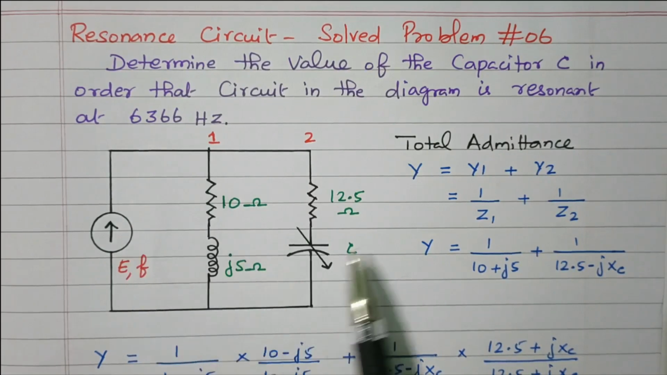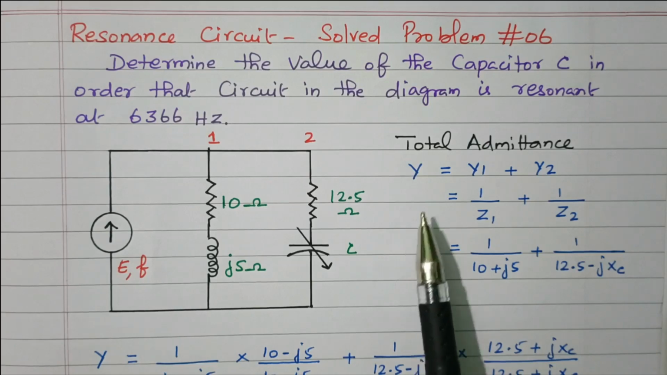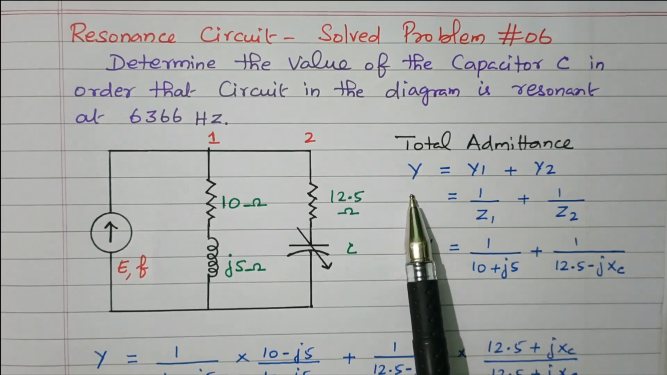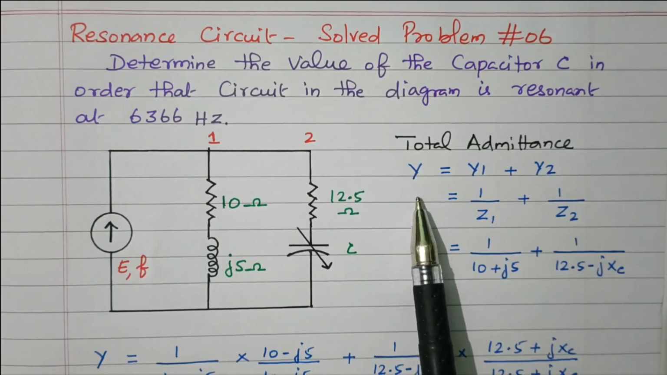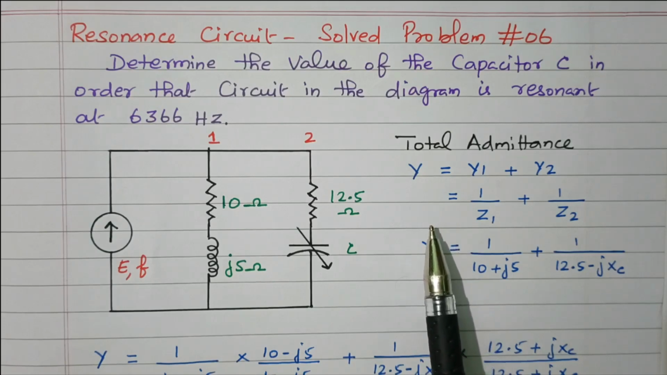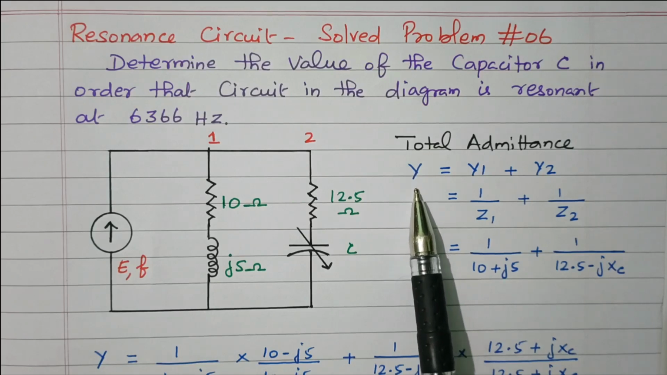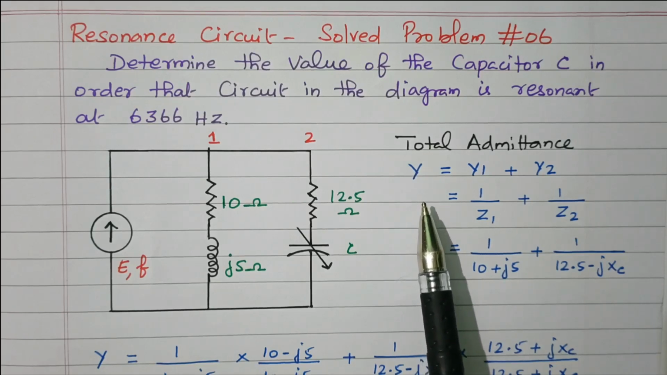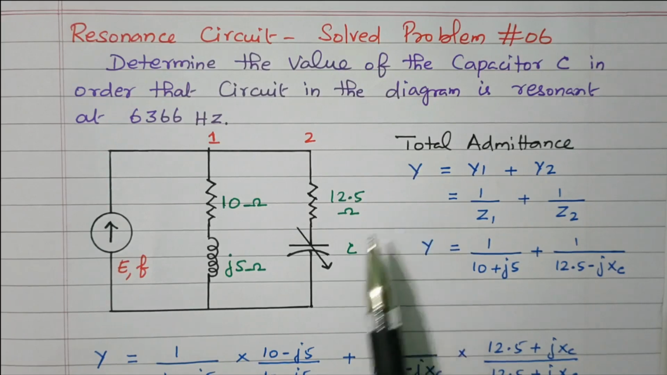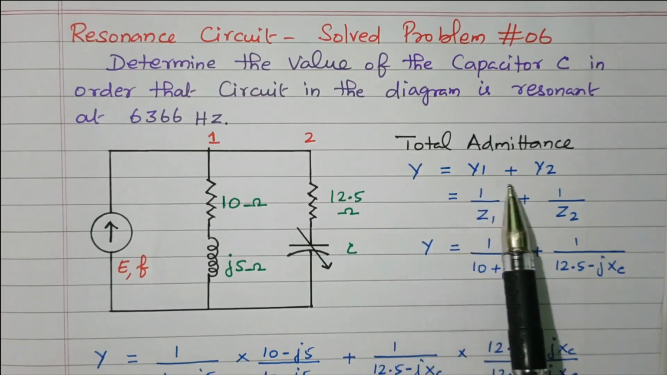6366 Hz. Now we'll find the total admittance. The resonant condition means the reactive part of admittance is 0. A plus jB means B equal to 0. That is the condition for resonance. That is, inductive reactance equal to capacitive reactance, so they get cancelled. Only resistance will be there. The reactive part is 0. So in order to go further, we will find the total admittance. In that we are going to equate the reactive part equal to 0 so that we are able to find the C value. So the total admittance equals Y1 plus Y2.